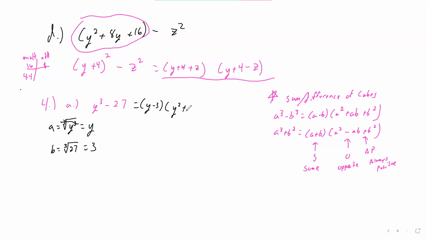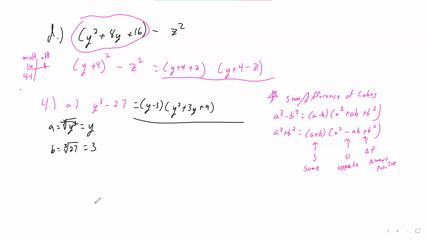plus ab. So that's y times 3. So that's going to be 3y plus b squared. Well, that's going to be 3 squared. So that's going to be 9. And that right there would be your factor. This trinomial right here cannot go any further. That will be as far as it can go.